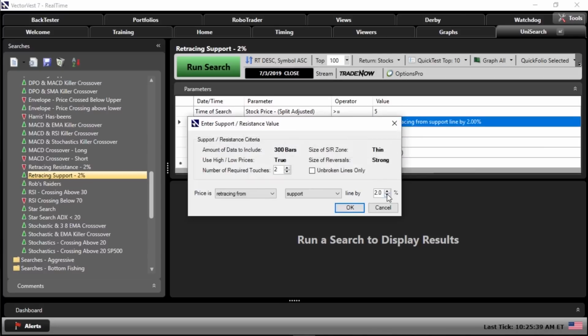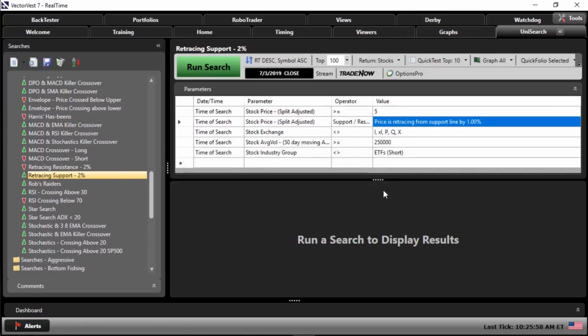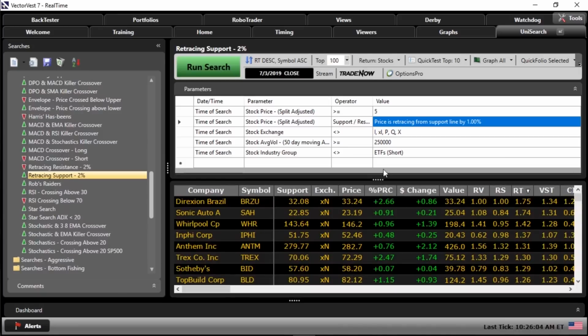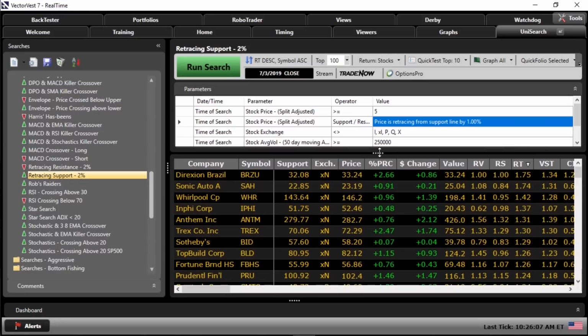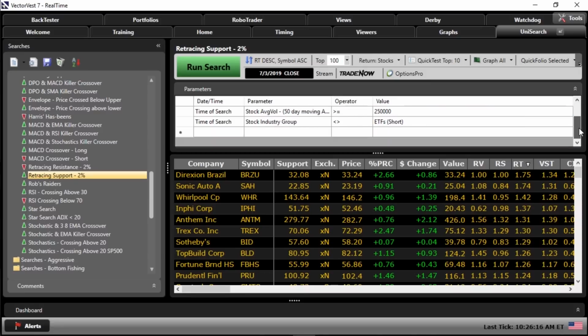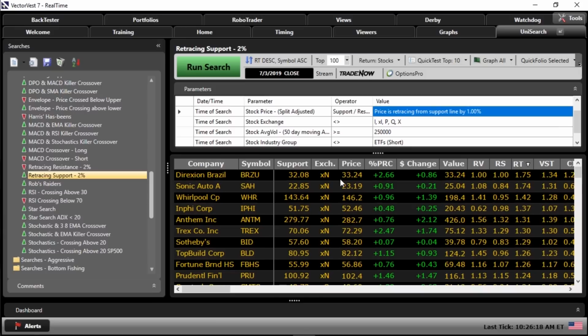retracing support by 1%. Basically what's happening is the stock's price has come down, has hit support, and has retraced from it by 1%. I'm going to select OK, and I'm going to go ahead and run that search as of July 3rd of 2019, just this past Wednesday. And just like that, this scan found every stock in the database above $5 with an average volume greater than 250,000 shares, no pink sheets, no contra ETFs. All of these stocks, as of the close of July 3rd, have retraced support by at least 1%.